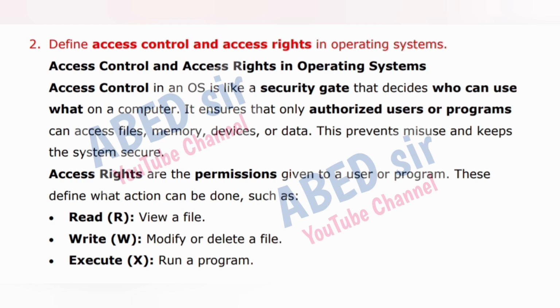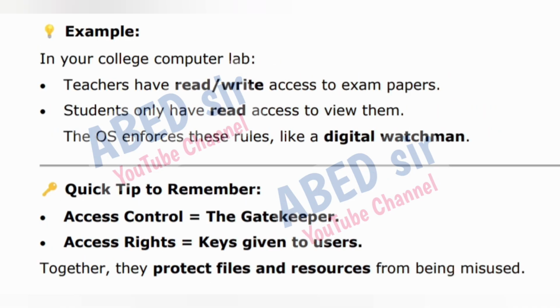Access rights are the permissions given to a user or program. These define what action can be done, such as: read, R, view a file. Write, W, modify or delete a file. Execute, X, run a program. Example: in your college computer lab, teachers have read-write access to exam papers. Students only have read access to view them.